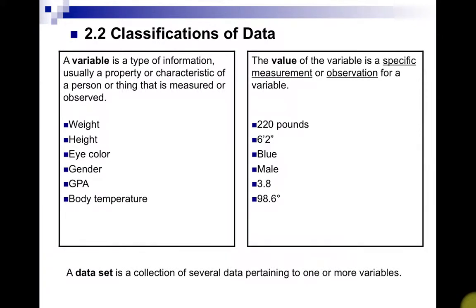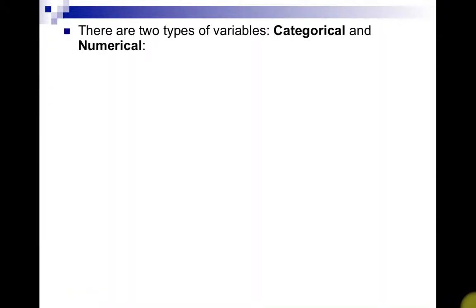A data set is a collection of several data pertaining to one or more variables. So what we were looking at on the page with all the raw data of student GPA and credit hours and major, those would represent a data set. We have several variables for each of the students, and we have the values associated with those variables. Okay, there are two types of variables. There are categorical variables and numerical variables.